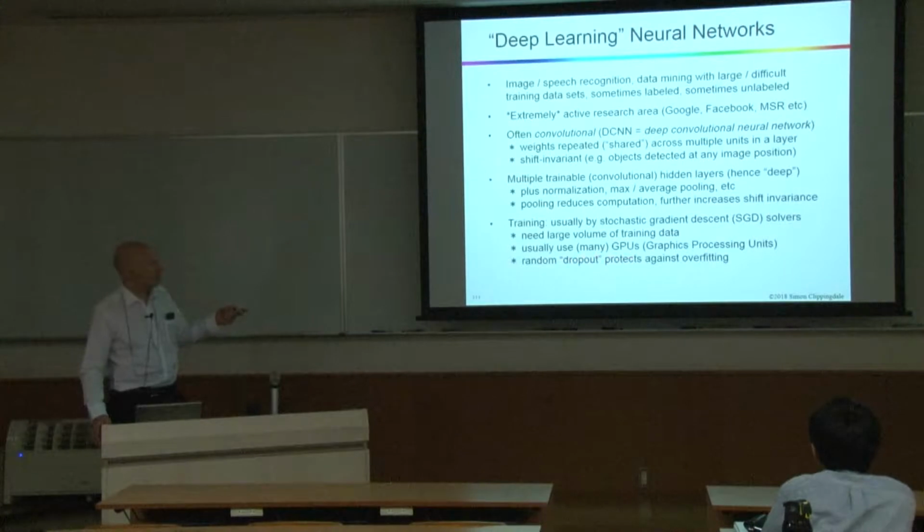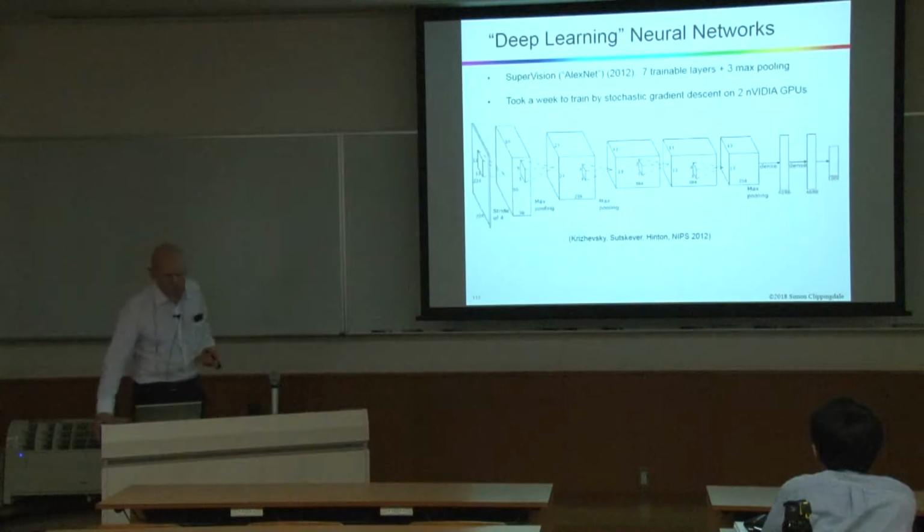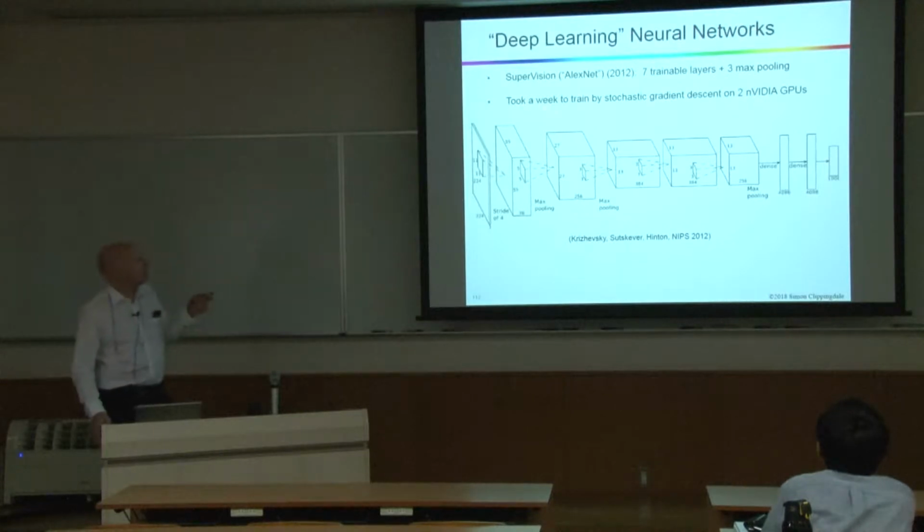A thing called dropout means that you randomly don't update particular weights on some iteration, and that tends to protect against overfitting. So here's a schematic of one of the earlier deep learning networks. Supervision is usually known as AlexNet because this guy's first name is Alex. This is about 6 years old now. It had 7 trainable layers and 3 layers doing other stuff. Took about a week to train by stochastic gradient descent on 2 NVIDIA GPU cards.